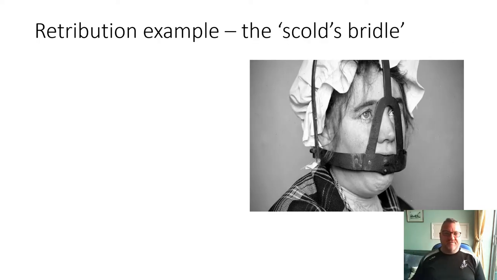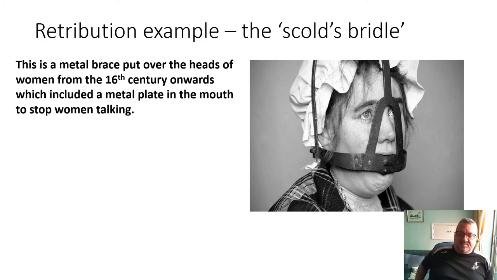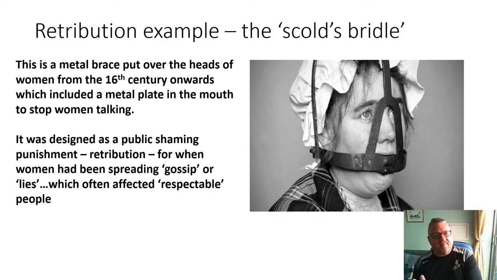And here's a medieval form of retribution, the scold's bridle. It was a metal brace put over the heads of women from the 16th century onwards. We don't use it today. And it had a metal plate in the mouth. So here there would be a metal plate that went into the person's mouth and pressed the tongue down, making it impossible for the woman to speak. It was only given to women in our enlightened sexist times of the 16th century. And it was a public shaming punishment. It was retribution. It was for when women were nagging, spreading gossip or lies that often affected respectable people.